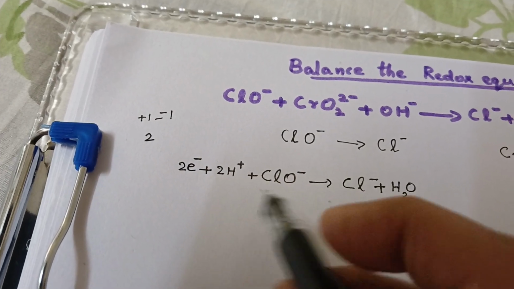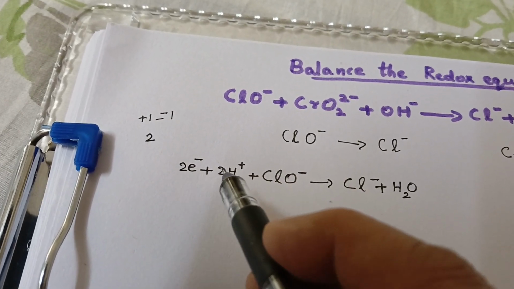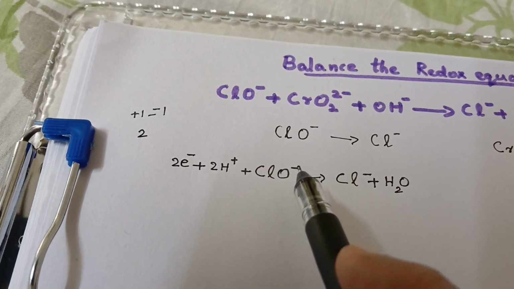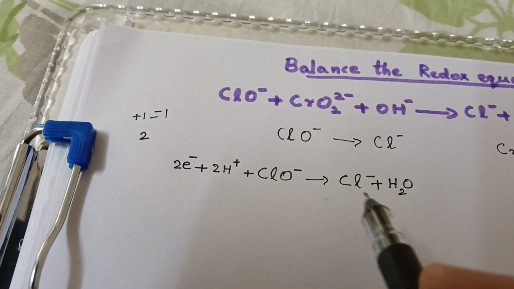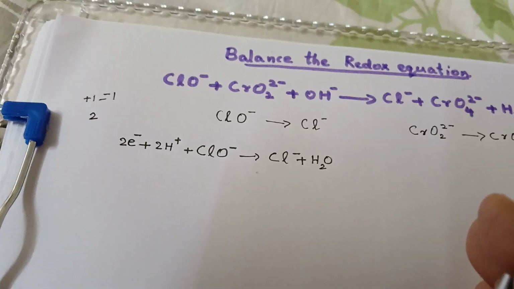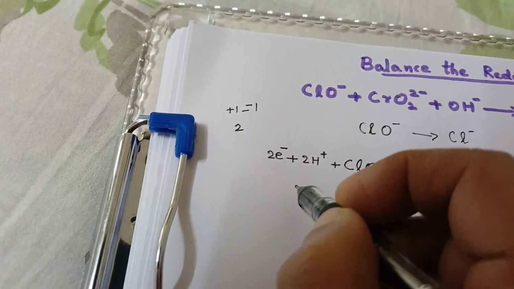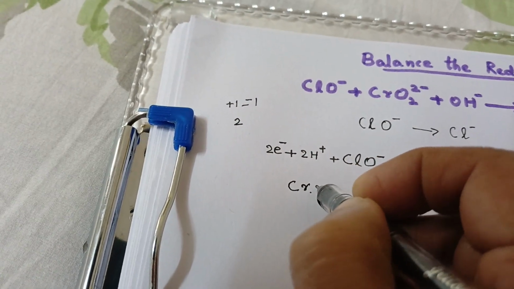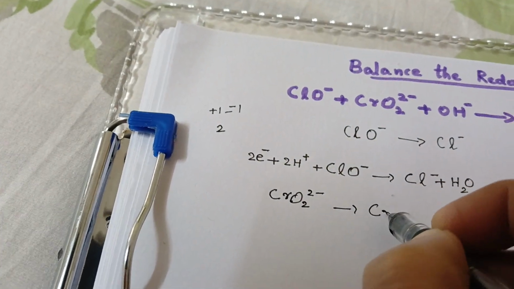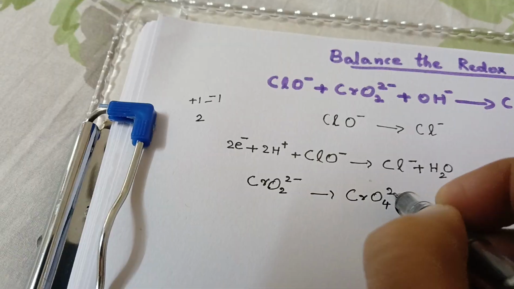Now let us look at the charges. Minus 2 and plus 2, 0 charge. Here we have a minus 1 on the left hand side and on the right hand side also minus 1. So the charges are balanced. Next equation is CrO2 2 minus giving CrO4 2 minus.